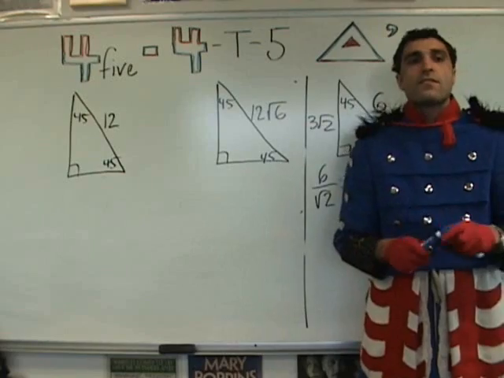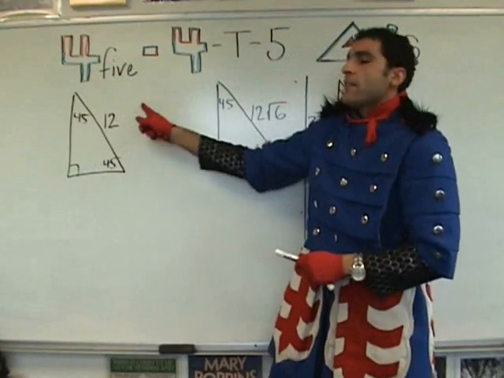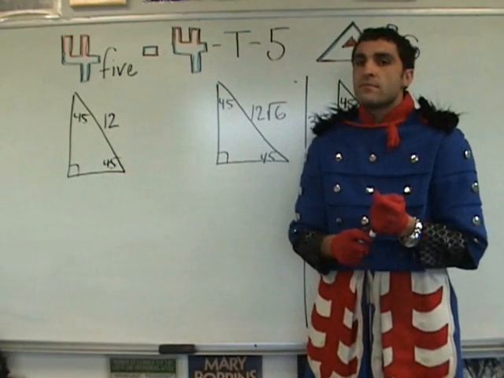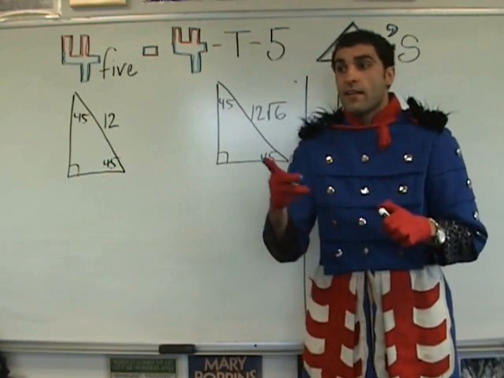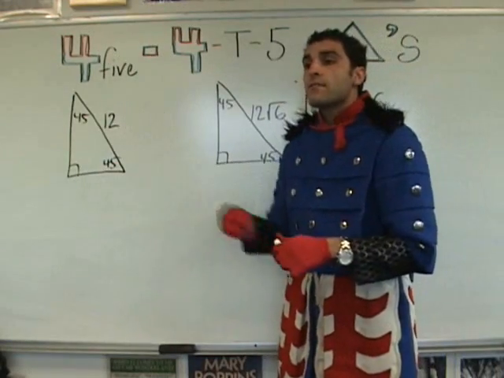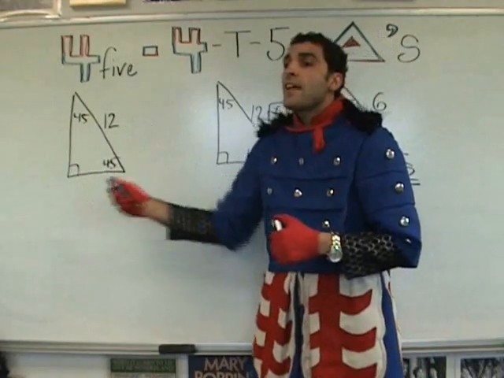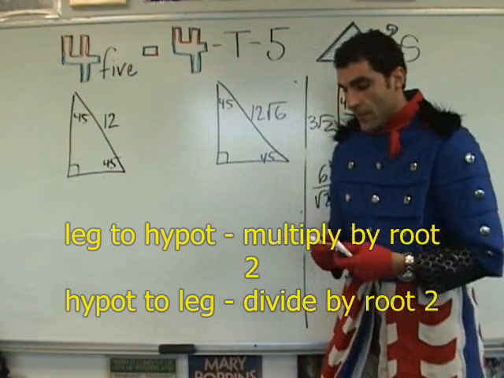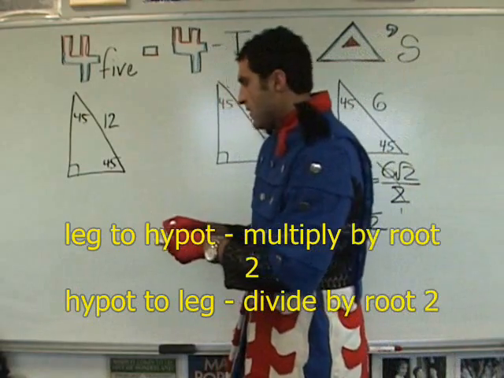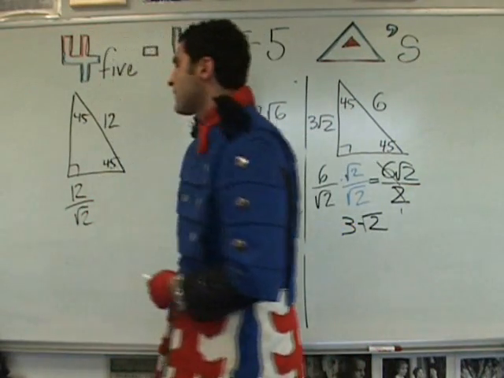All right. So let's rephrase. To go from leg to hypotenuse, what do you do? Multiply by root 2. To go from hypotenuse to leg, what do you do? Divide by root 2. Very good. Not bad, right? It's okay. 12 over root 2.